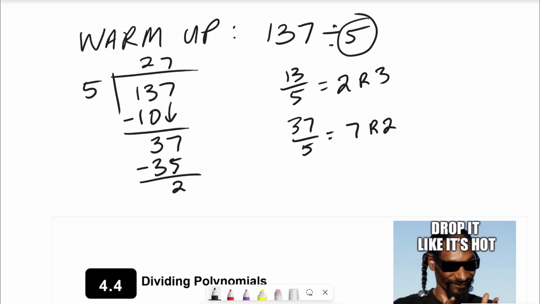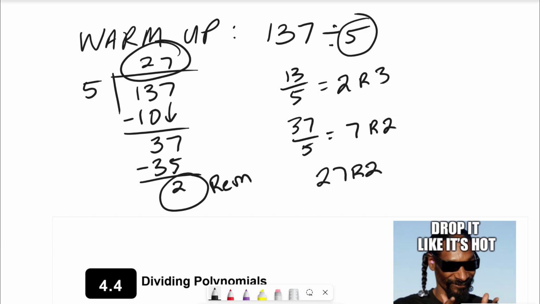The answer is the number up top. That's our quotient. The number down here is our remainder. Instead of writing 27 remainder 2, we could also think of this as 27 and 2/5. So that's a quick reminder of how to do long division. Now what we want to do is carry that over to doing long division with algebraic expressions. So let's check it out.